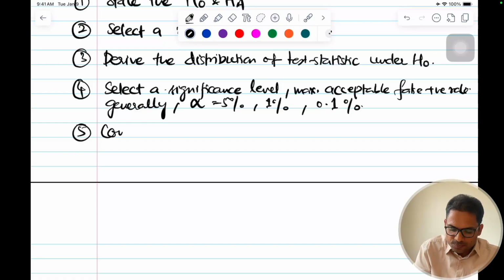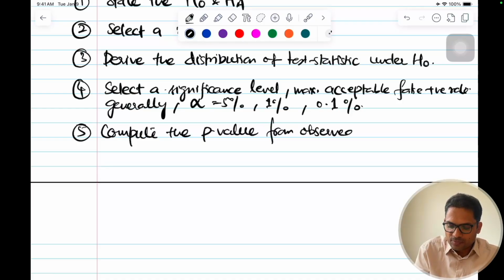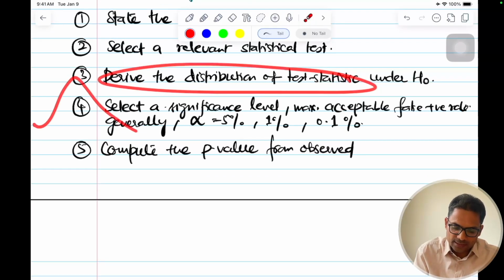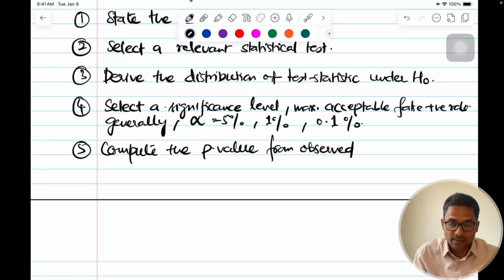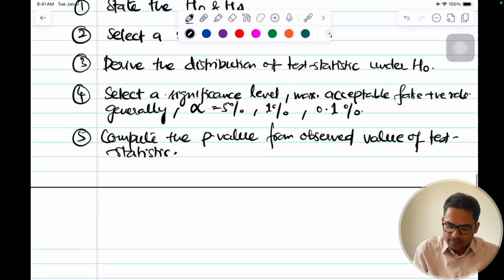Now compute the p-value. The fifth step is to compute the p-value. I'll discuss what the p-value is also. All the terms will be clear. Once you have the distribution of the test statistic, under the null hypothesis, you will compute the p-value from the observed value of the test statistic. Generally we write it as t observed. T is for the test statistic, OBS is for the observed.